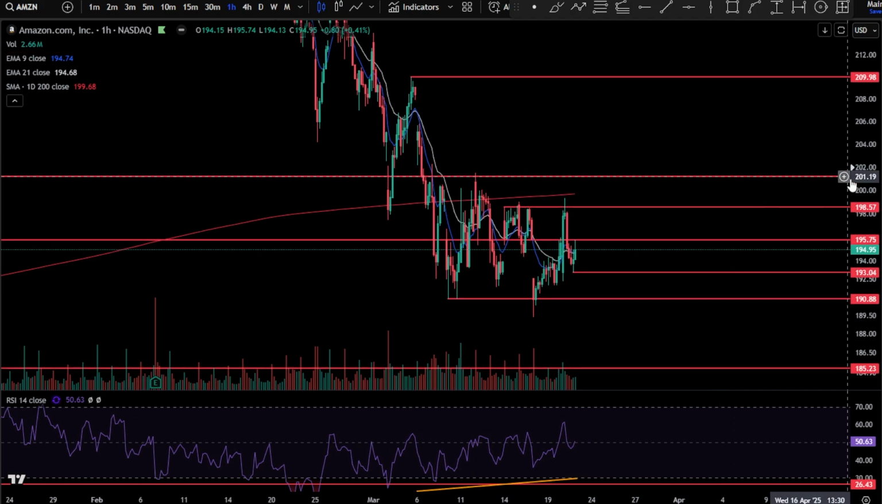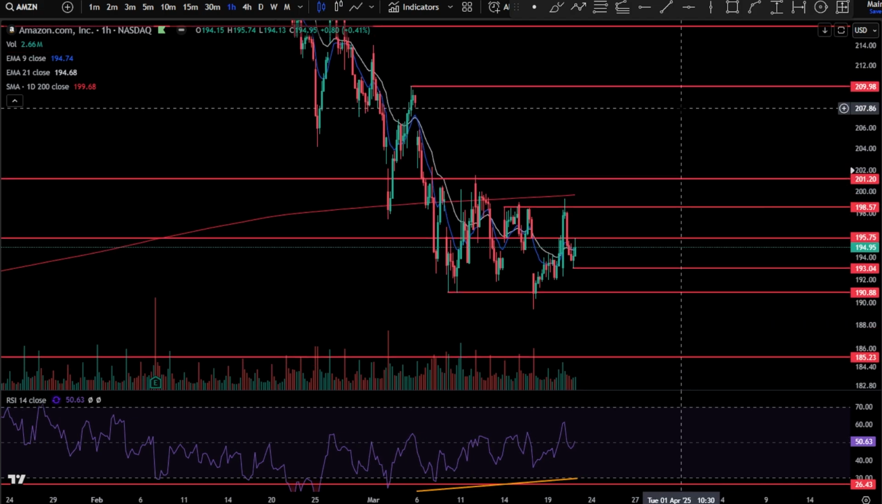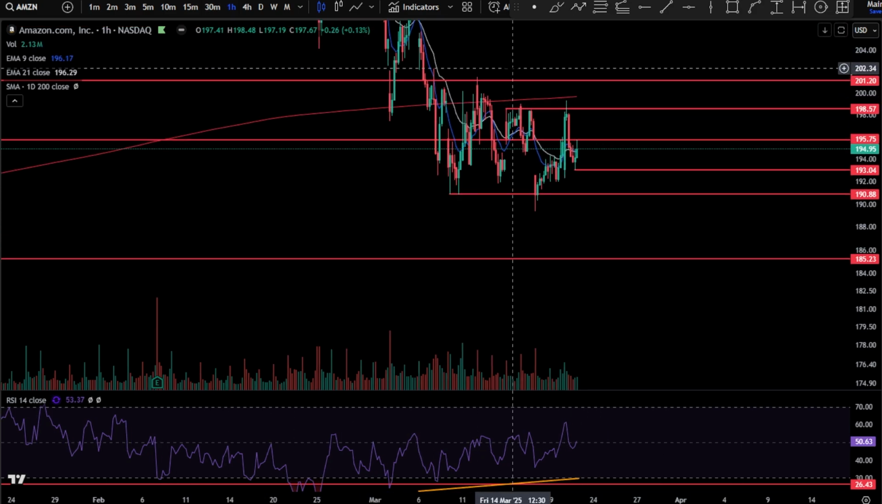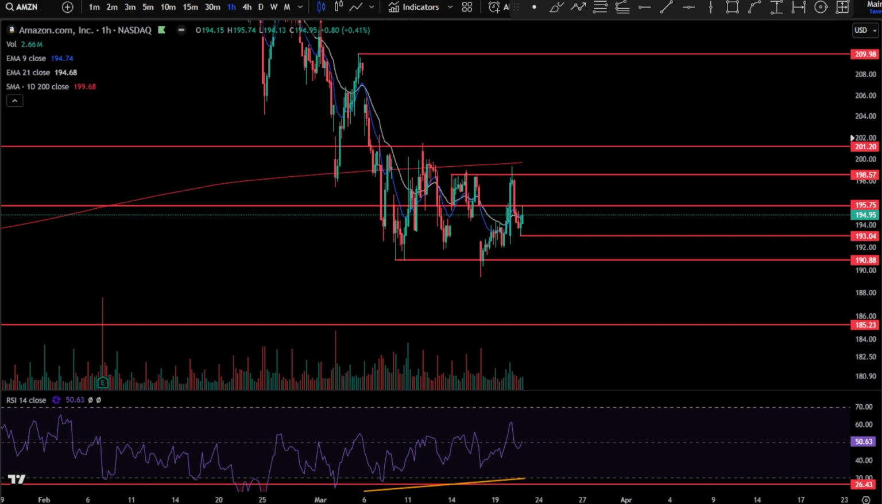On the downside, break under 193.04, you're probably going to revisit these lows near 190.88. I imagine you're going to fall a little bit lower. That's Amazon.